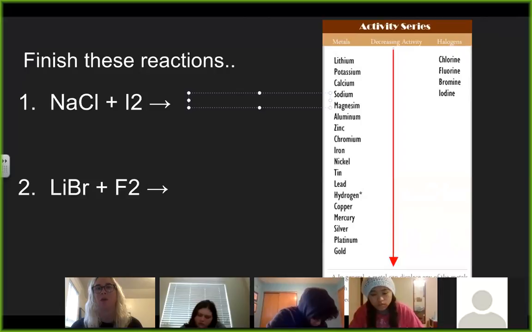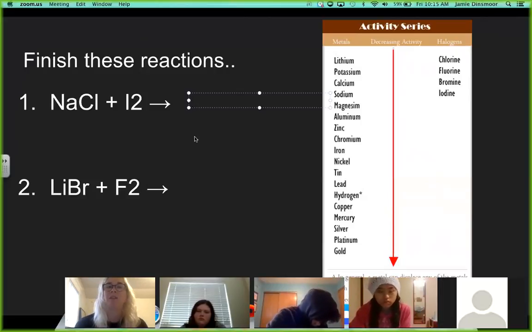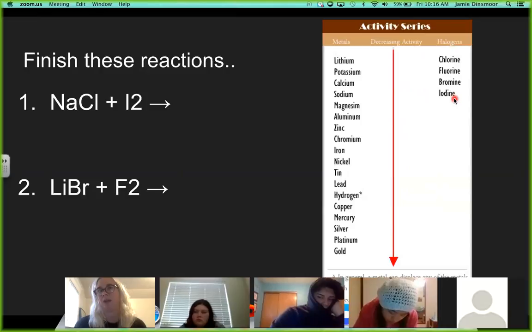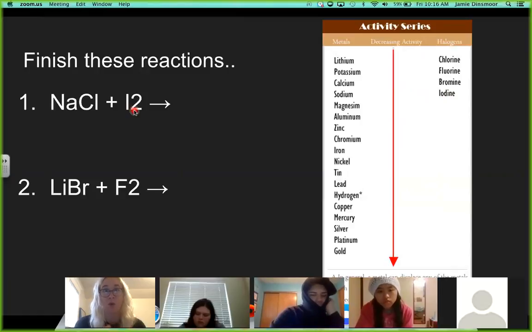All right, so we're going to start going over this. Now I picked these two specifically because these are halogen single replacement reactions. Last week we mostly looked at metals. So there are halogens on the activity series. Chlorine is the most reactive and iodine is the least reactive, right? So that's important to note here because we see that iodine is by itself. That means that we need the iodine to be more reactive than whatever it's replacing. Well, guess what? Is iodine going to replace chlorine?